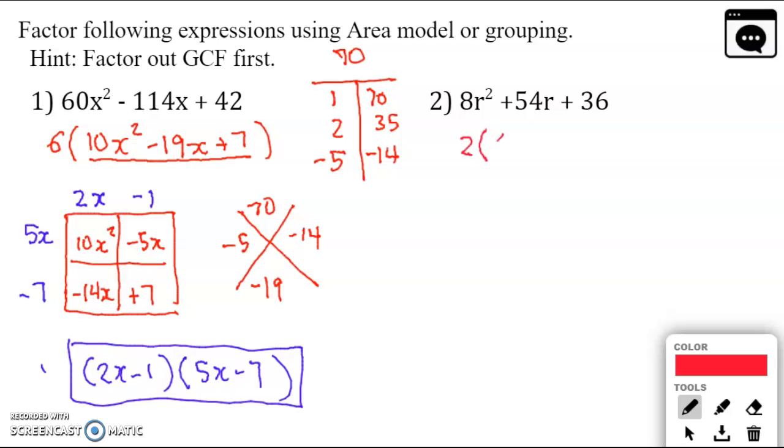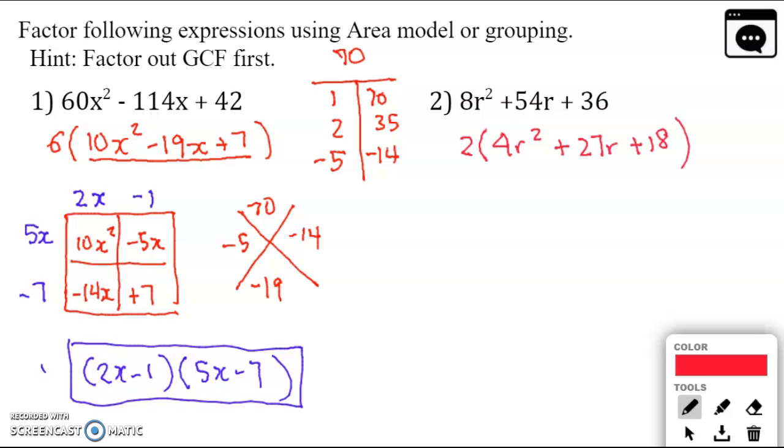You're left with 4r squared plus 54 divided by 2, which is going to be 27. And then finally, 36 divided by 2 is 18. Okay, you are making it smaller. If you cannot see the common factor, you can always start with a 2 and then you're making the number smaller, and that will actually help you to see if there are any more common factors.